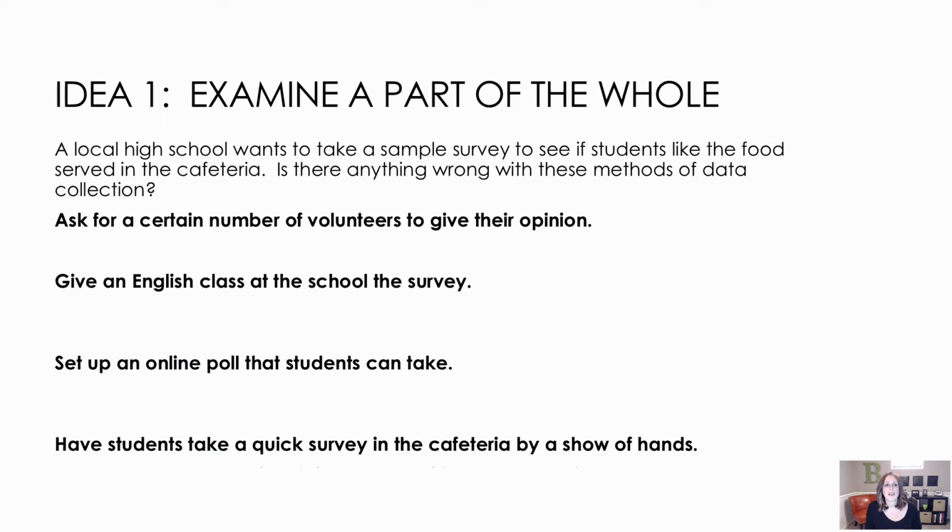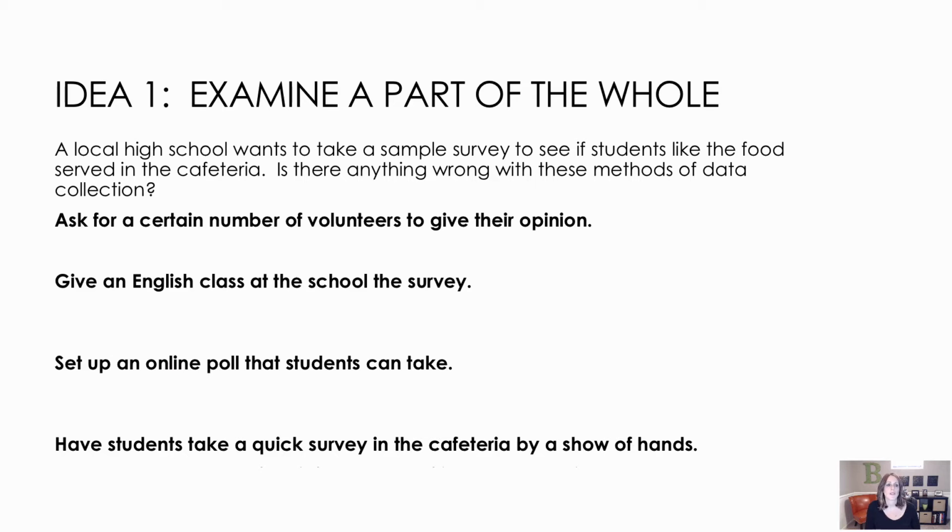So for instance, if I want to find out if students at a local high school like the food served in the cafeteria, here are some sample ways that I could talk to those students to find out their opinions. One, ask for a certain number of volunteers to give their opinion. Two, give an English class at the school a survey. Three, set up an online poll, or four, have students take a quick survey in the cafeteria by a show of hands. Now, there's something wrong with each of these. So what could be wrong?